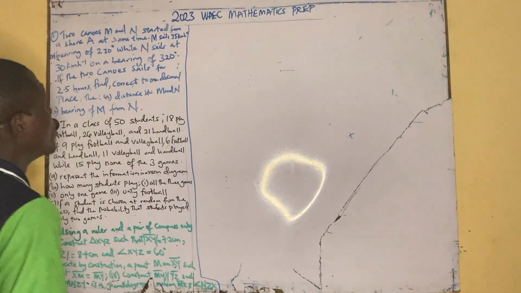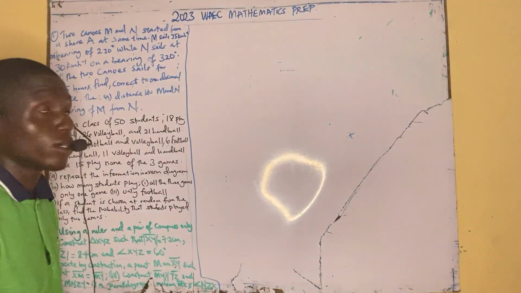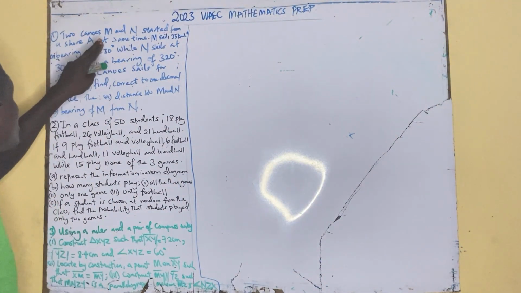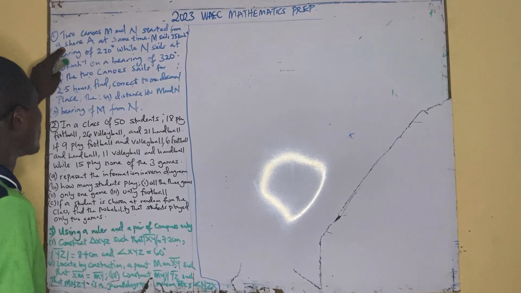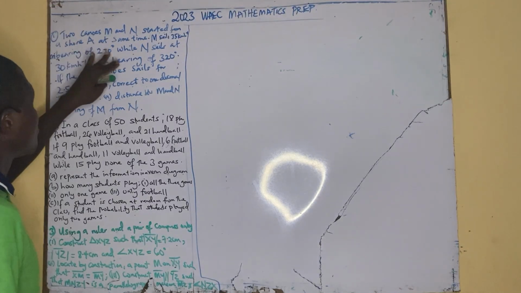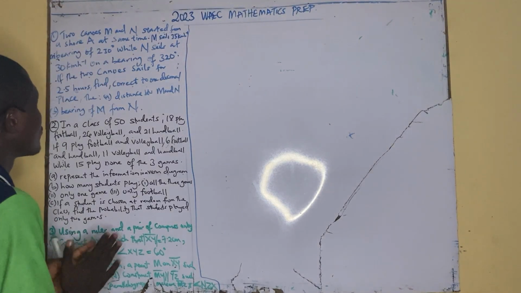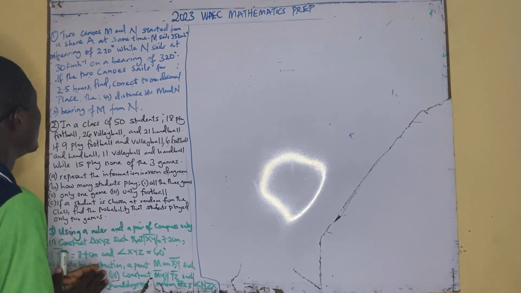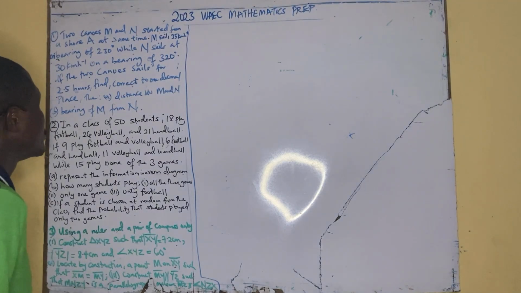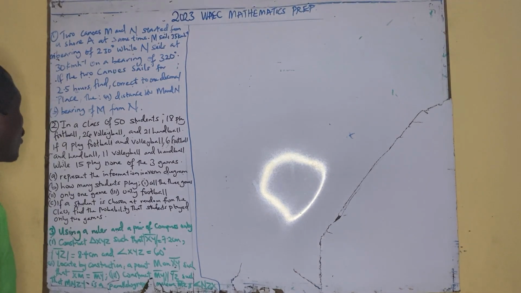Hello. So the first question is basically on bearing. Now, two canoes, M and N, started from a shore, A, at the same time. M sails 35 kilometers per hour on a bearing of 230 degrees, while N sails at 30 kilometers per hour on a bearing of 320 degrees.